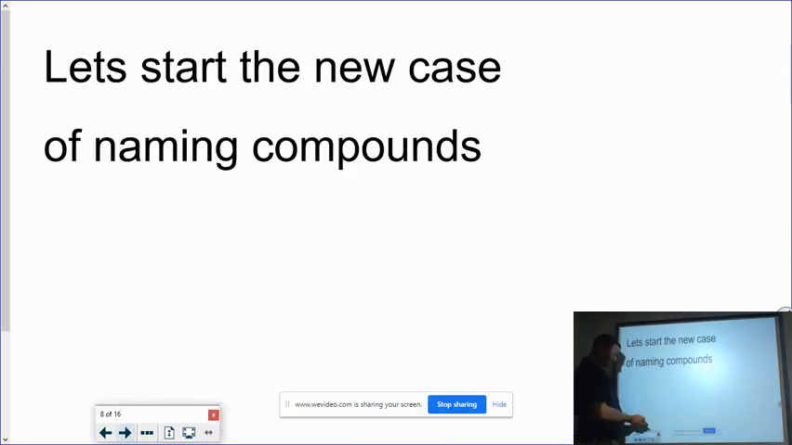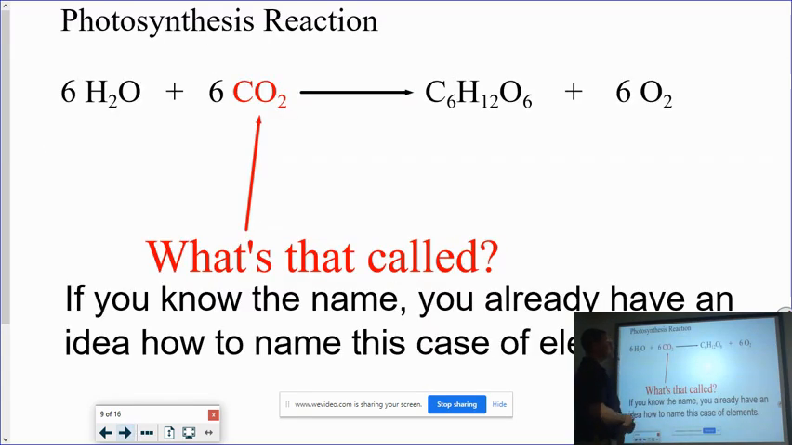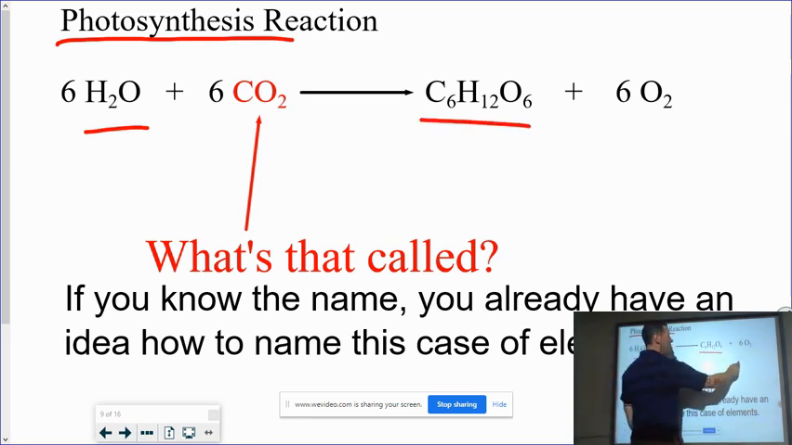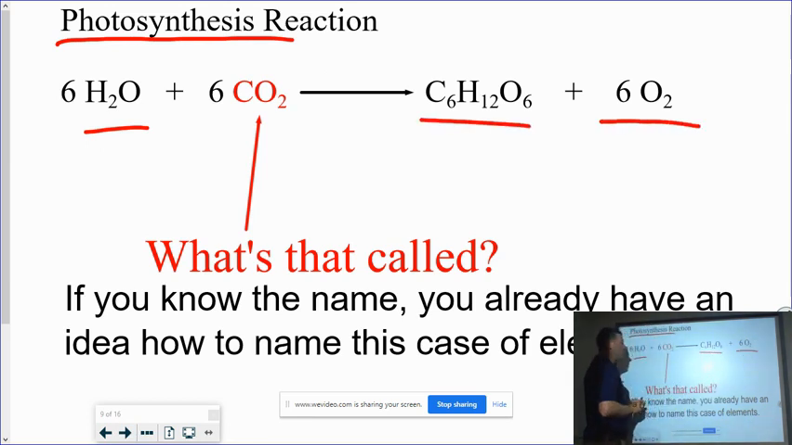So let's start a new case. This is where your 50s come in. So we look at this reaction. This reaction is called the photosynthesis reaction. Water combined with, what's that called? Makes glucose and oxygen. What is that called? Do you know what that's called? It's the stuff we breathe out. What do you call it?